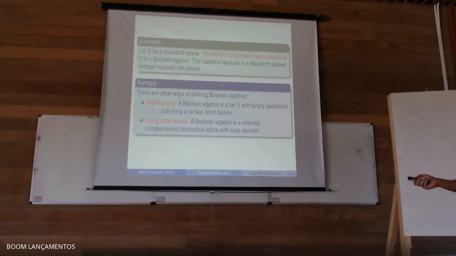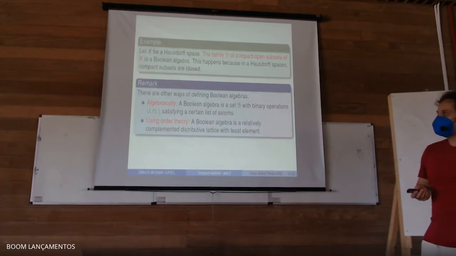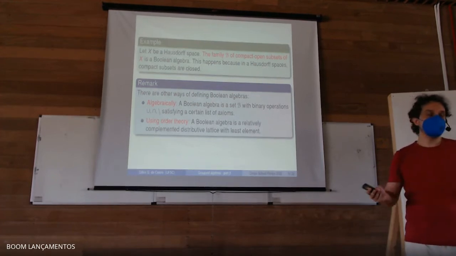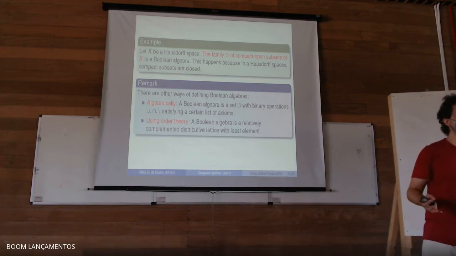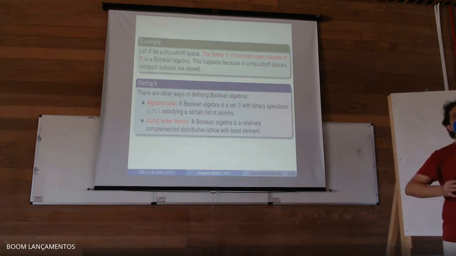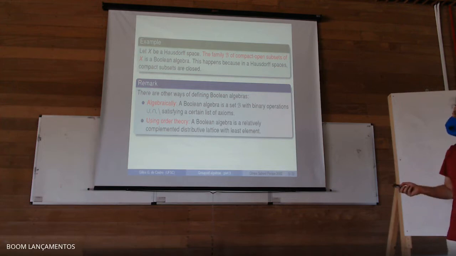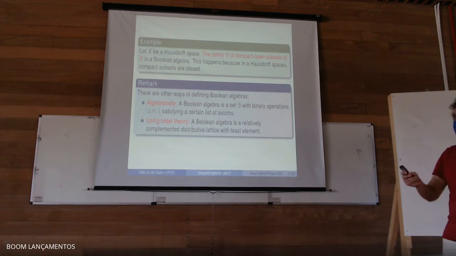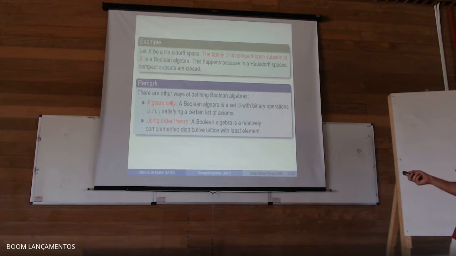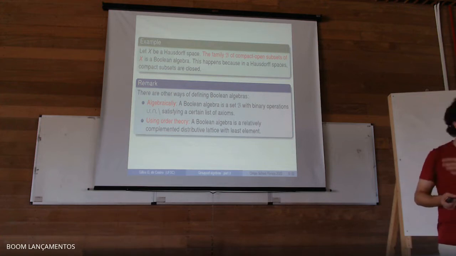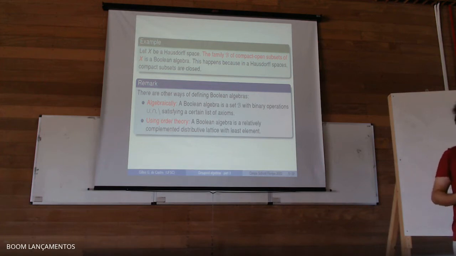Or you can use order theory as well. It's another way of defining a Boolean algebra. Because if you have sets, you have a natural order given by inclusion. And you can see that the union is nothing else than the least upper bound, so the supremum of the two sets. And the intersection is the greatest lower bound, so it is the infimum of the two sets. So we have this notion of a lattice, which has these two properties. And then you have the relative complements, and you have the least element, which is the empty set. So this is another way of defining a Boolean algebra using order theory.